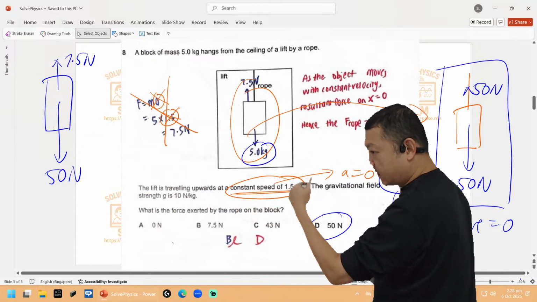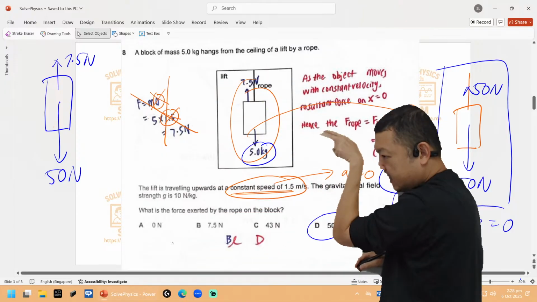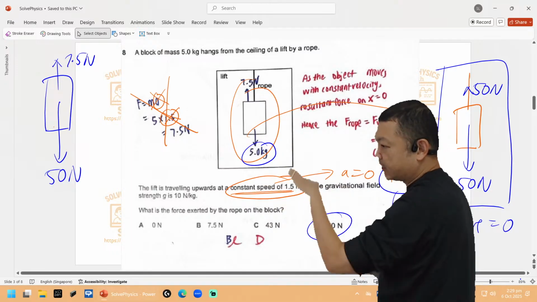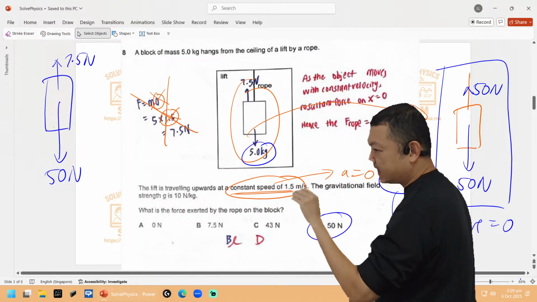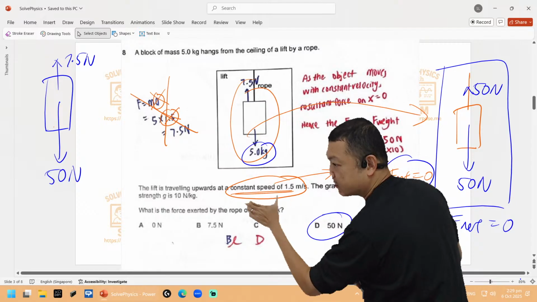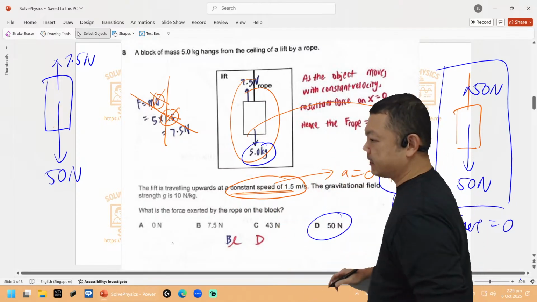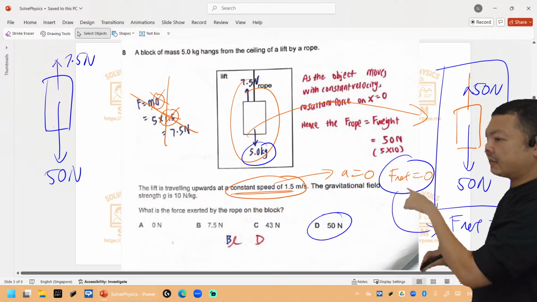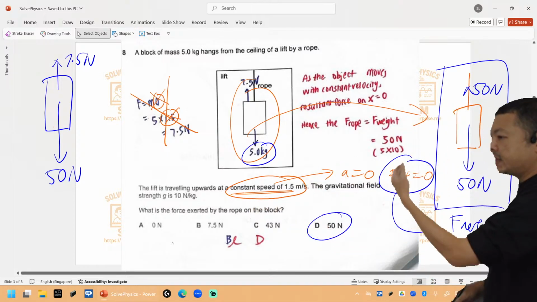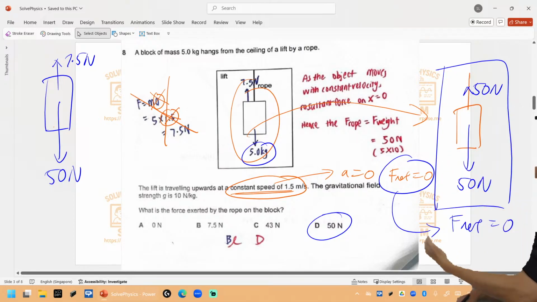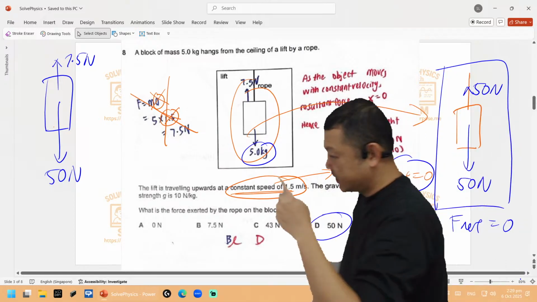So the crux of this entire question is to zoom in onto this word: constant speed. In fact, for all these dynamics questions, the number one thing to watch out for is the word constant speed. Every time you see constant speed, you should very quickly understand that resultant force is zero, which means that the forces must act in such a way that the resultant force is zero. And the only way to do that is for the tension to be zero.